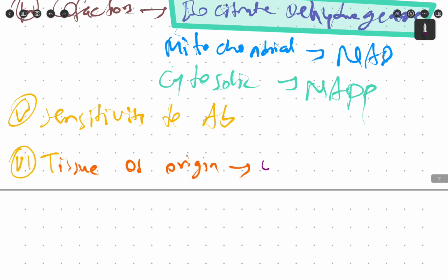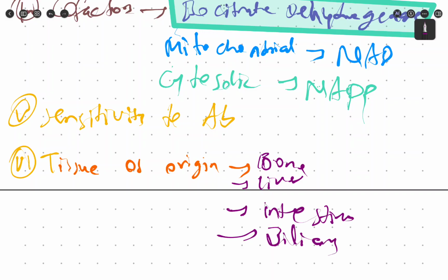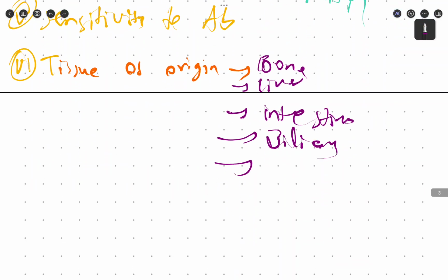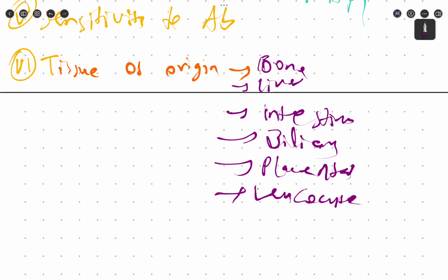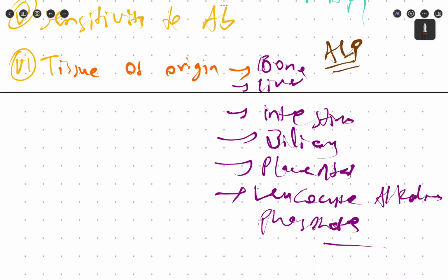So some originate from bone, some from liver, some from intestine, some from biliary tract, some from placenta, some from leukocytes. Alkaline phosphatase. So these are the different ALP forms which are found in different places.